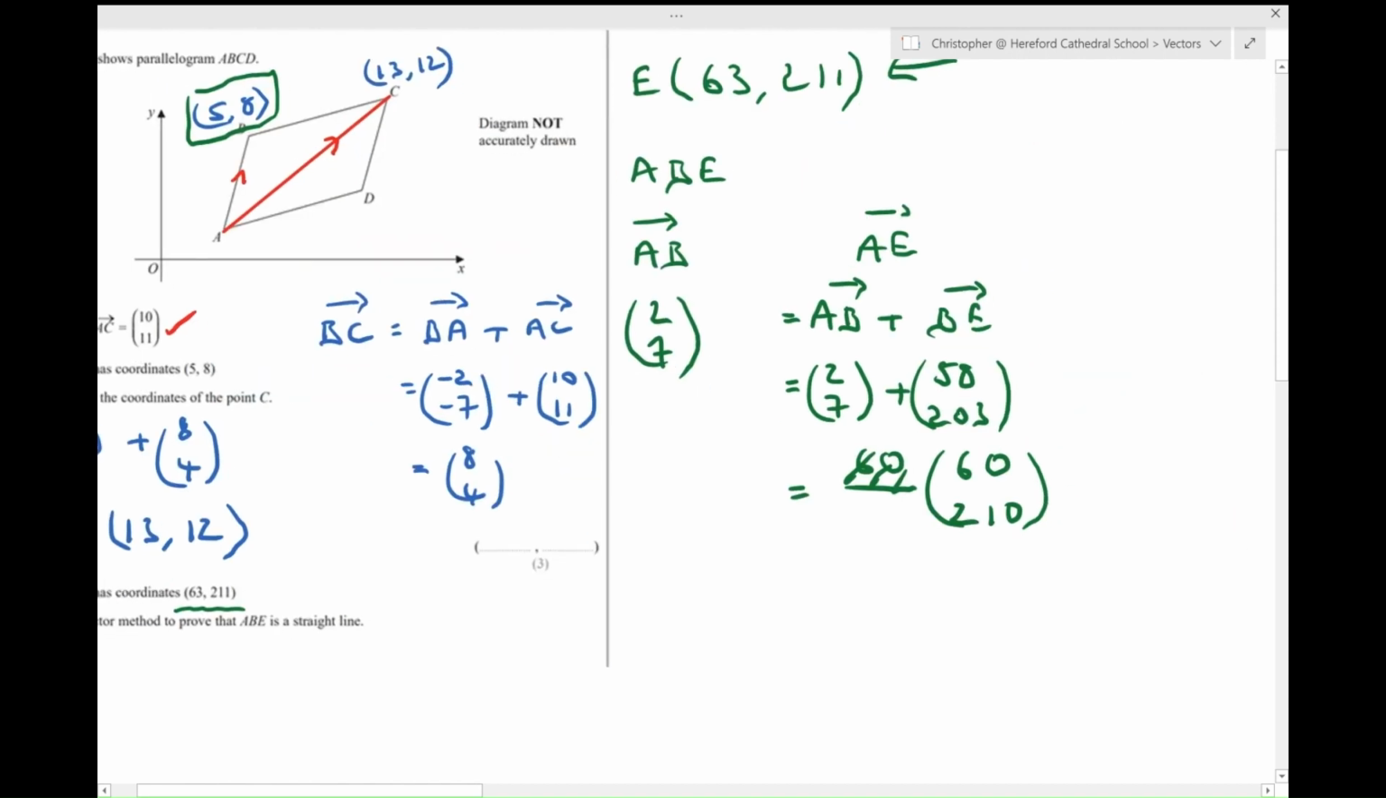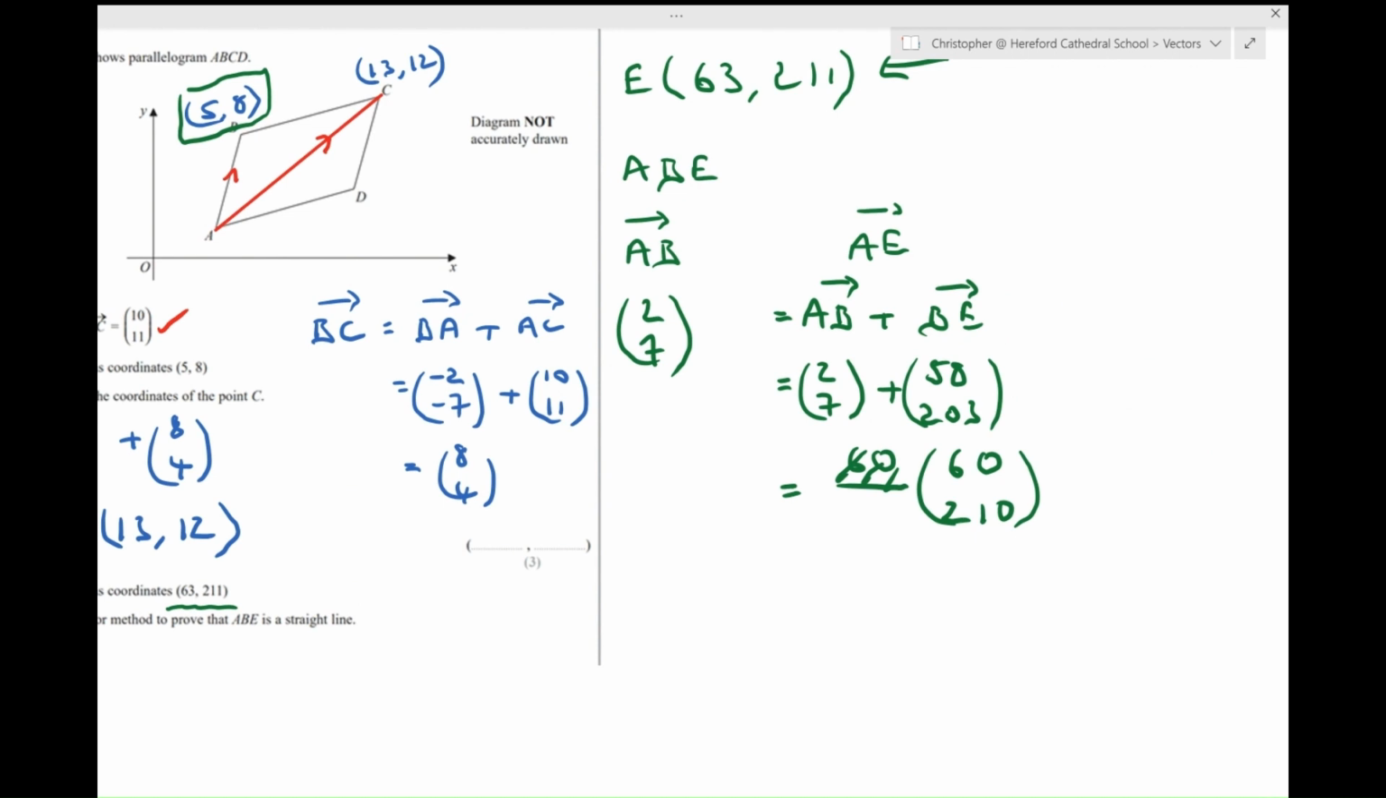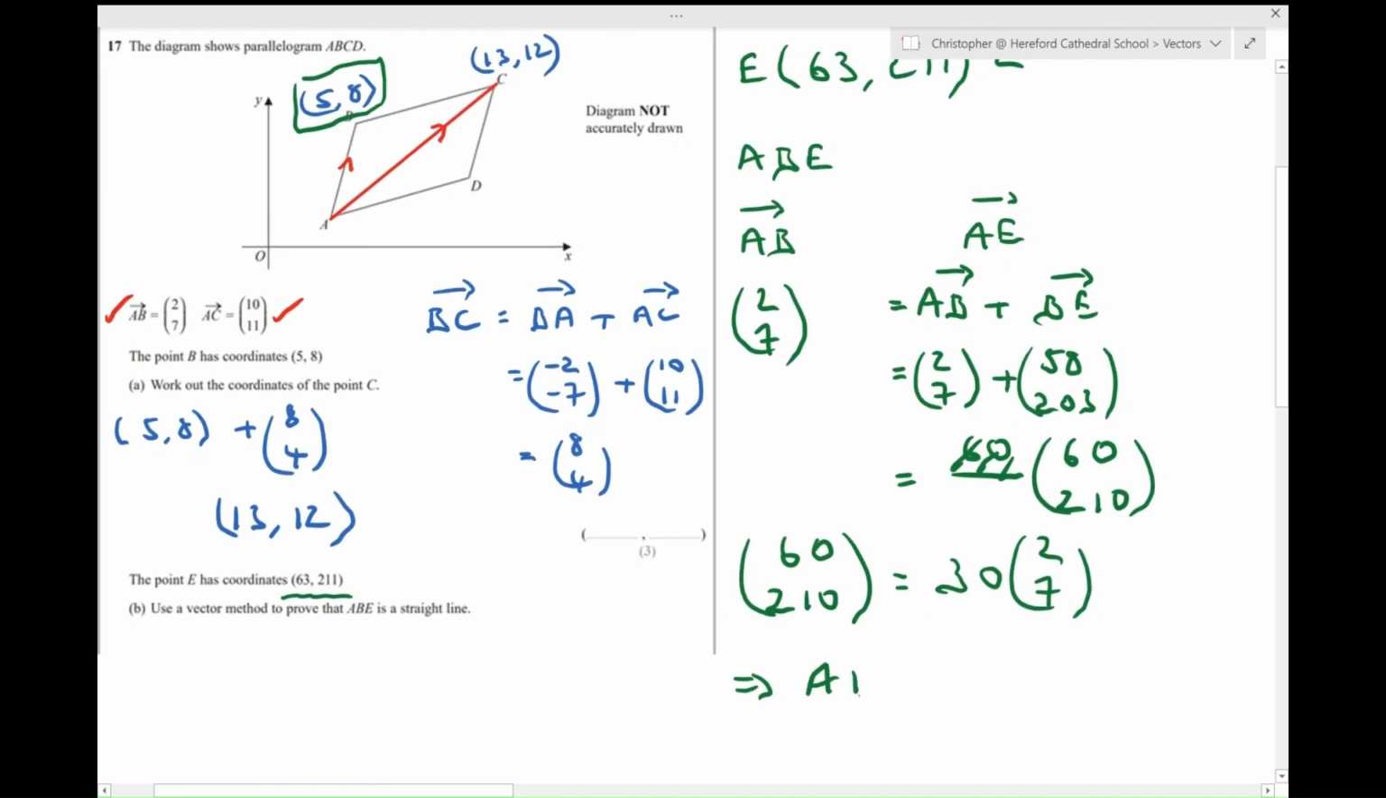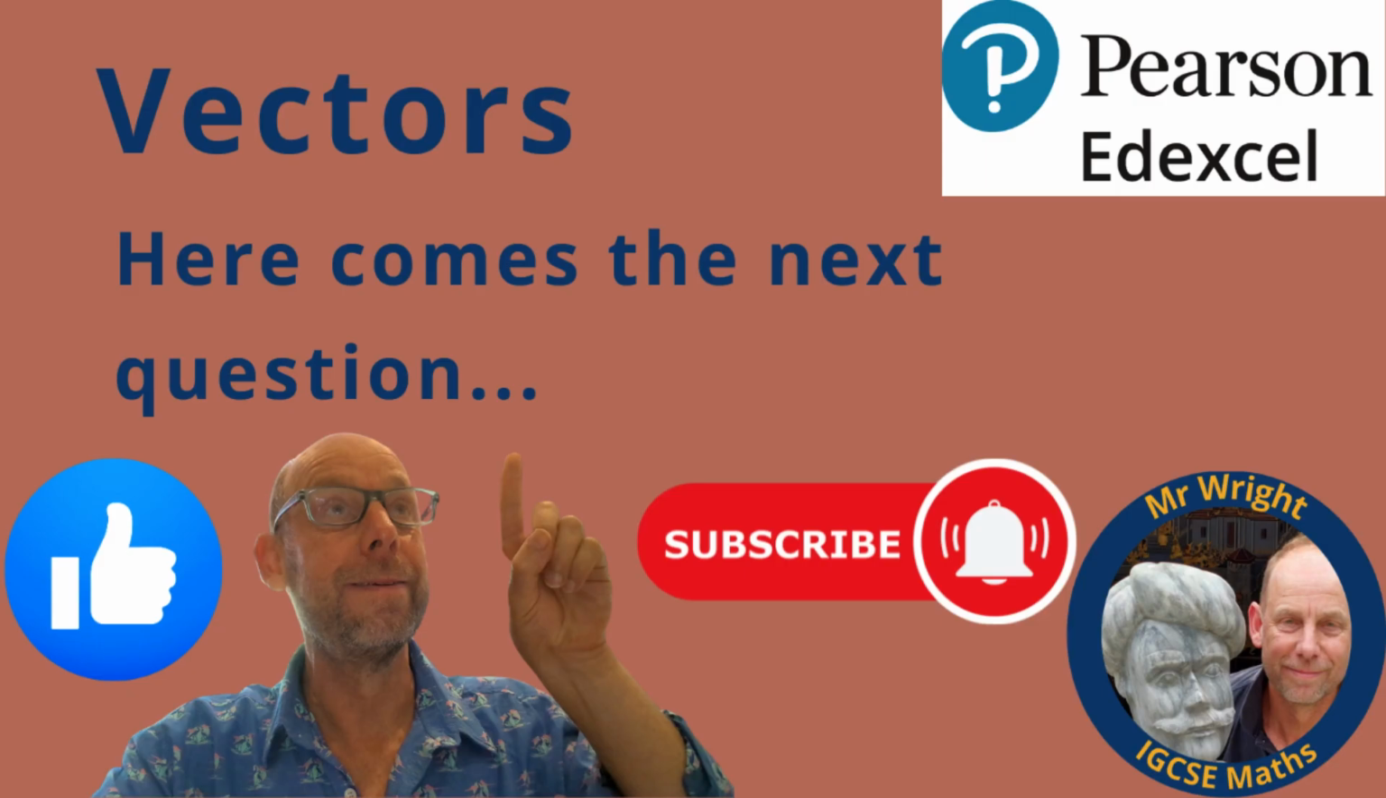Aha, well look at that. (2, 7) is indeed a fraction of (60, 210). So what I'm going to say is that the vector (60, 210) equals 30 times the vector (2, 7). Therefore ABE equals a straight line. Okay, that's that question.